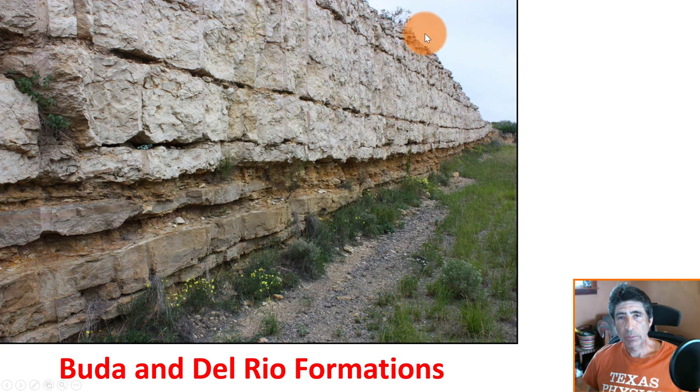So the Eagle Ford will be above this, and then below the Buda formation we have the Del Rio formation. The Buda formation outcrops in the town of Buda, Texas, which is to the south of Austin, very close to Austin.